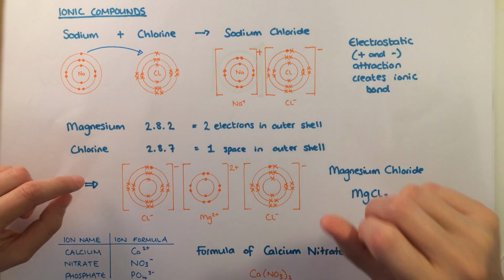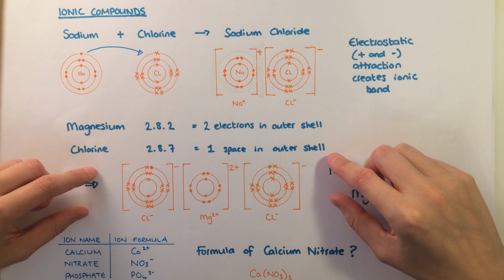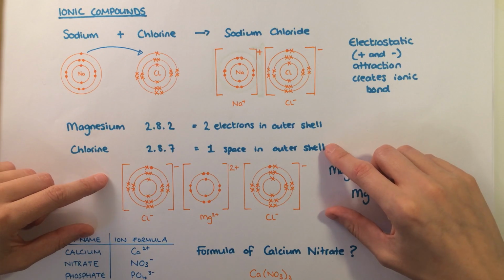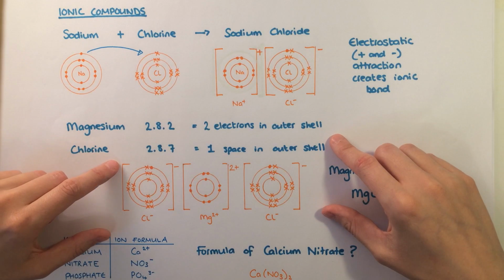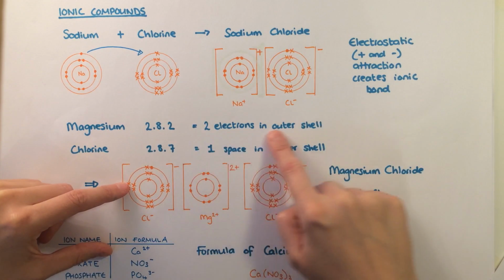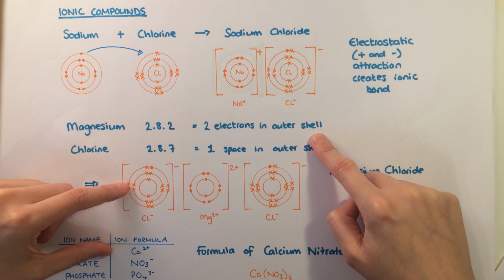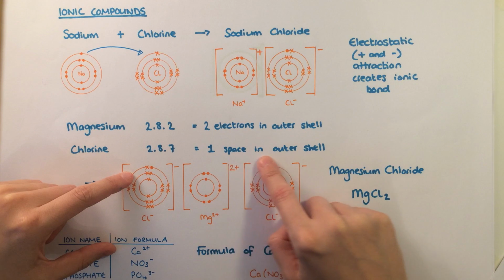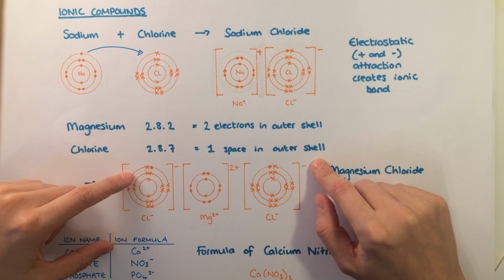Let's have a look at a second example, the reaction of magnesium with chlorine. If we look at the periodic table, we would find that magnesium has atomic number 12. So it would have an electron arrangement 2, 8, 2, telling us it has 2 electrons in its outer shell. Similarly, chlorine has an arrangement 2, 8, 7, meaning it has 1 space in its outer shell.